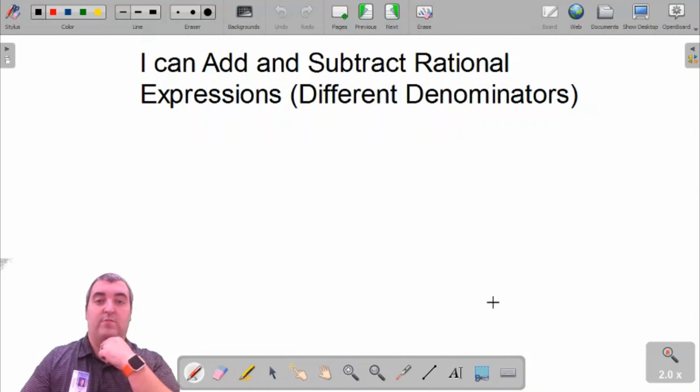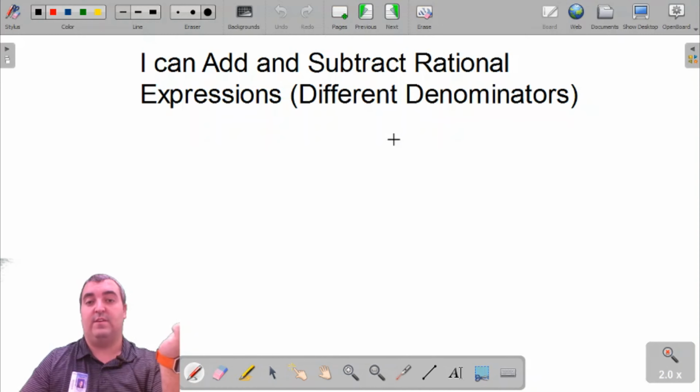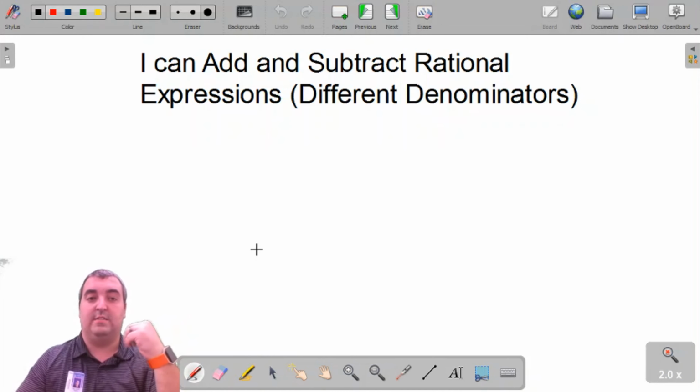Today we're going to talk about adding and subtracting rational expressions again, but this time these examples are going to have different denominators. So we talked about it last time. When you add and subtract, you have to have the same denominator. If you don't, we're going to look at how to deal with that today.